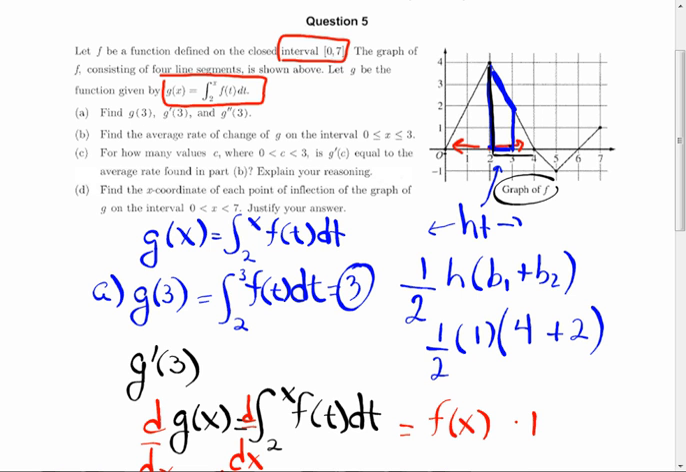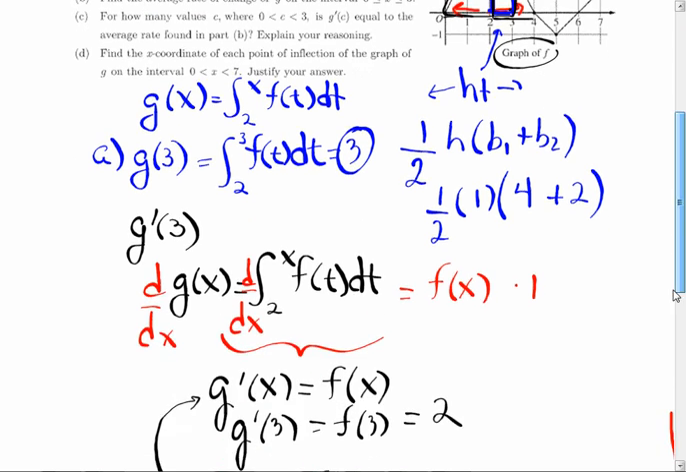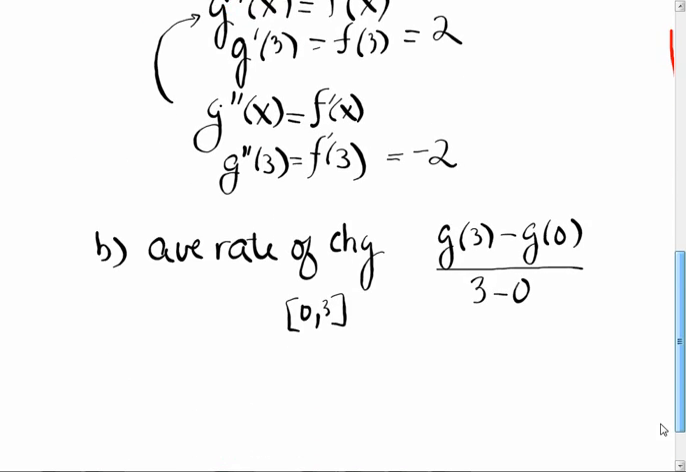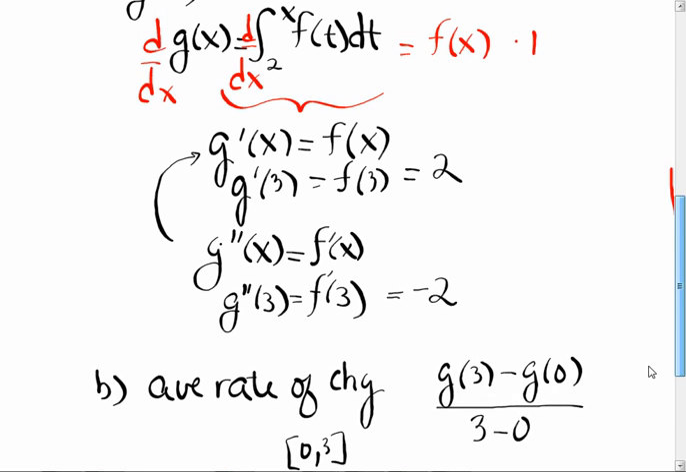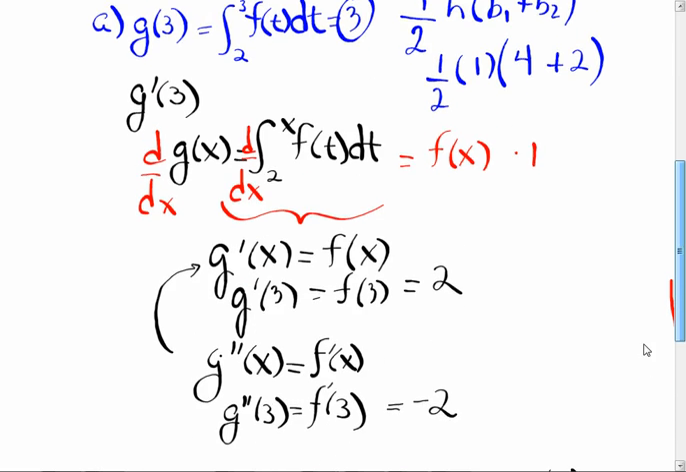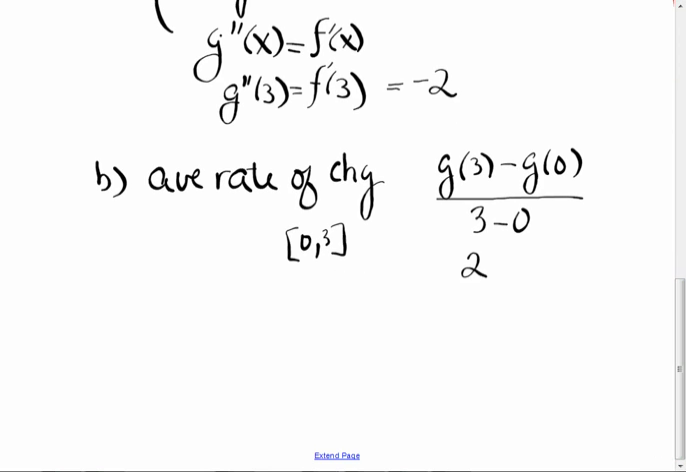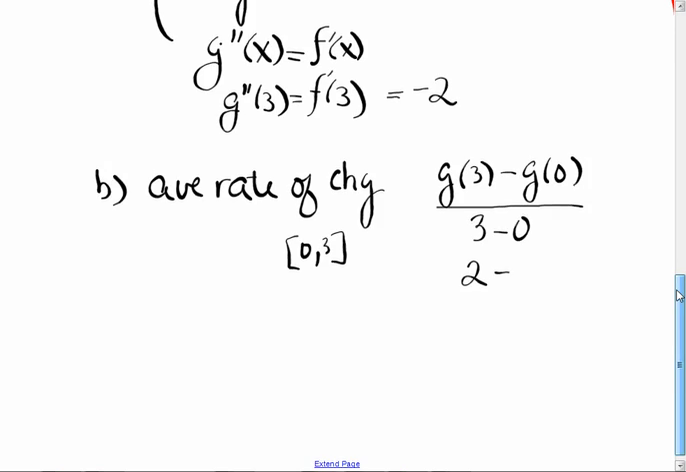Okay, so I want the area from 0 to 3. Not area, I want slope. What's G of 3? We just did that. 2. And the other reason to practice doing this, you are limited on your time. You want to practice how you do that. Now, G of 0.